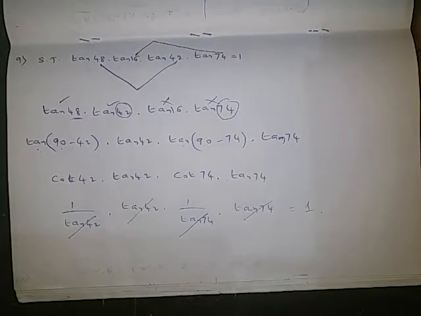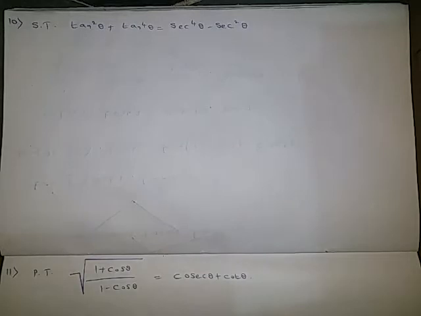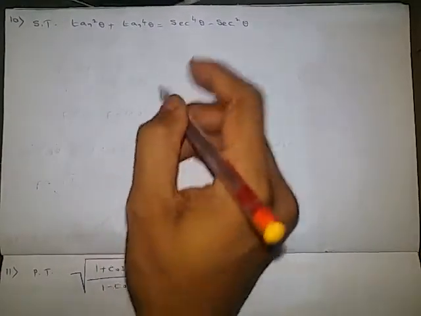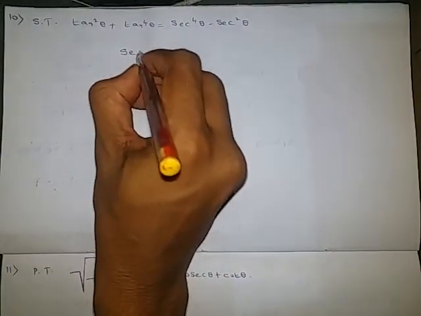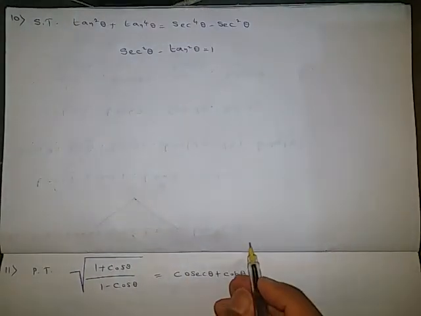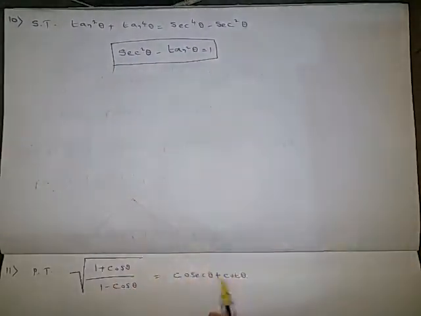Okay, then let's move to the next question. This is also one of the very important questions for 1 mark. Show that tan square theta plus tan power 4 theta is equal to secant power 4 theta minus secant square theta. So the first thing we need to know about this question is an identity. We have one identity related to secant and tan, that is secant square theta minus tan square theta is equal to 1. So now we are going to use this identity in this solution.